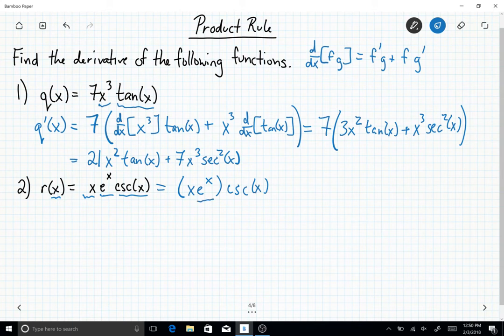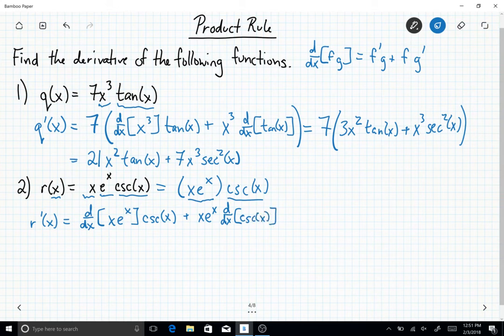So now what we'll do is we'll call this our first function and this our second function, and we'll kind of deal with it as we go, just trying to write it in terms of we're going to take the derivative. So that means we take the derivative of the first function, which is x e to the x, times our cosecant of x, and then plus our first function, so that's x e to the x, times the derivative of our second function.